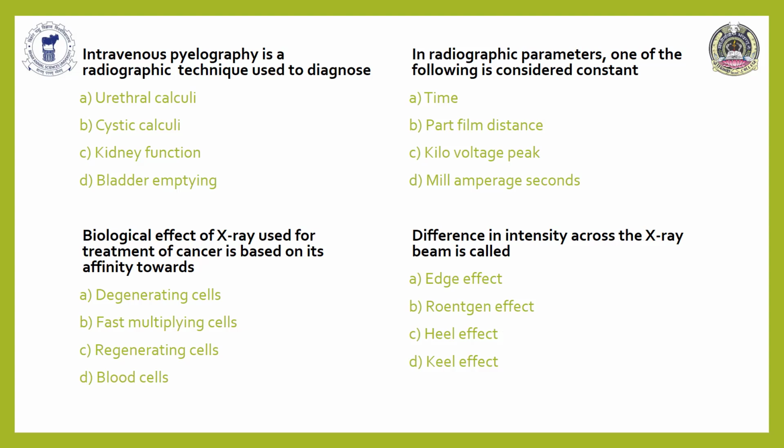Then biological effect of X-ray used for treatment of cancer is based on its affinity towards fast multiplying cells. Fast multiplying cells. Then in radiographic parameters, one of the following is considered constant.